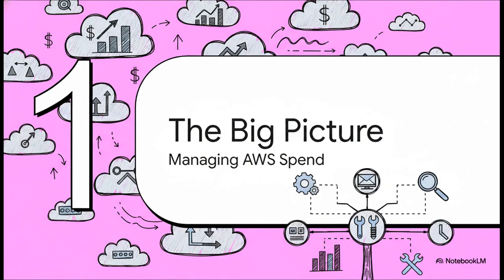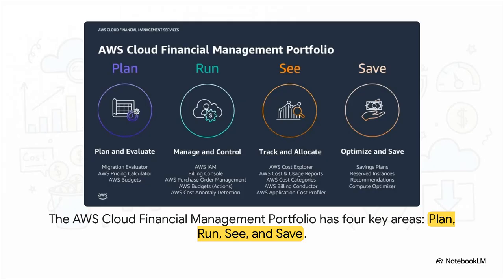Okay, first things first. Before we get into the nitty-gritty, let's take a step back and look at the big picture. These tools don't exist in a vacuum, you know? They're actually part of a much bigger framework for managing all your cloud finances. So, AWS breaks down its financial management tools into 4 areas: plan, run, see, and save. And this is super helpful because it tells us exactly what each tool is for.